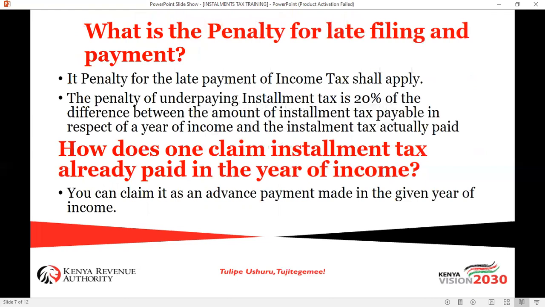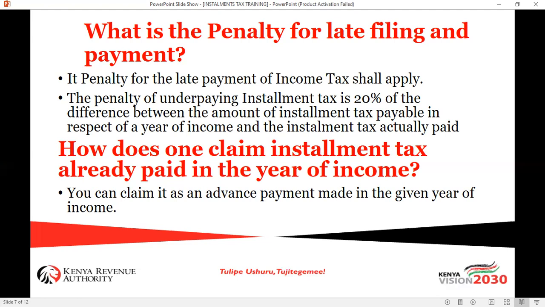Then what is the penalty for late filing and payment? The penalty for the late filing of income tax shall apply. The penalty of underpaying installment tax is 20% of the difference between the amount of installment tax payable in respect of the year of income and the installment tax actually paid. So you see, you cannot cheat KRA on the installment tax. They will catch you when you are paying the actual tax. So when doing the projection, you must use the rules. But if you don't use them, maybe you will have underpaid.